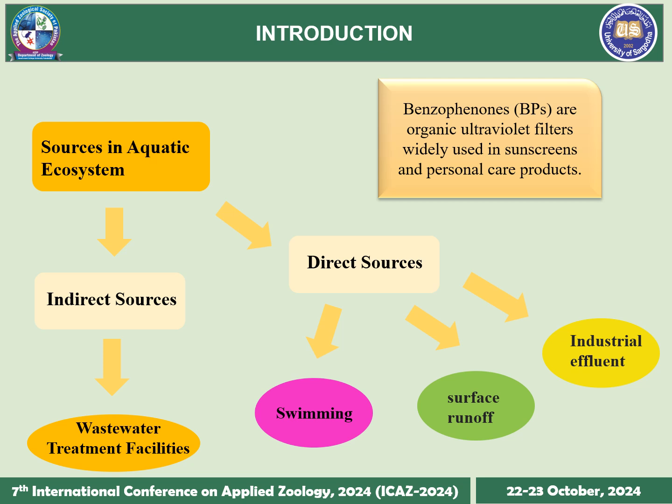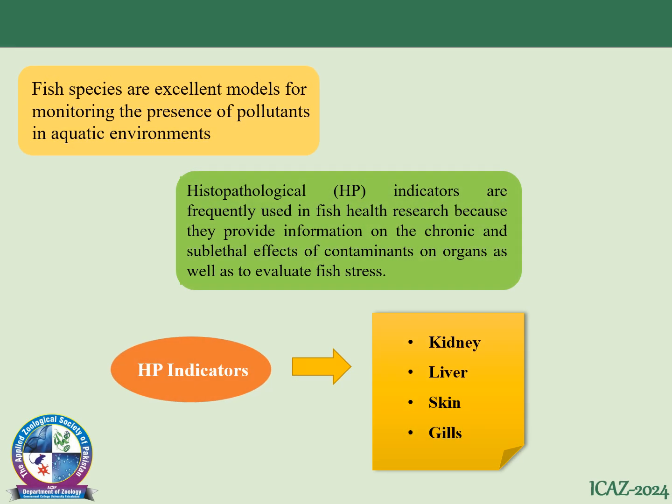First one is direct sources that include industrial effluents, surface runoff, and swimming. And the second one is indirect sources that include wastewater treatment facilities. Now, how do these contaminants affect fish? Fish species are excellent models for monitoring the presence of contaminants in the aquatic environment, because these species are susceptible to even minor concentrations of these kinds of contaminants.